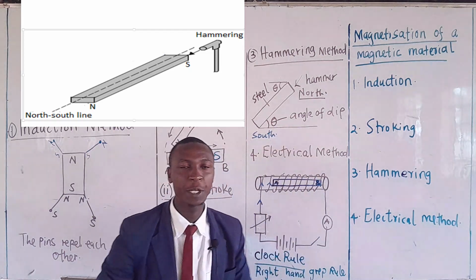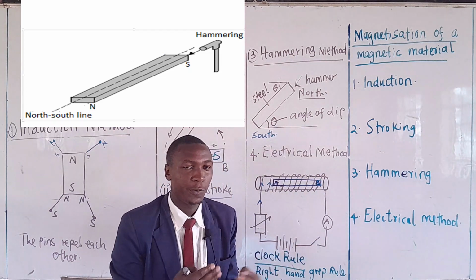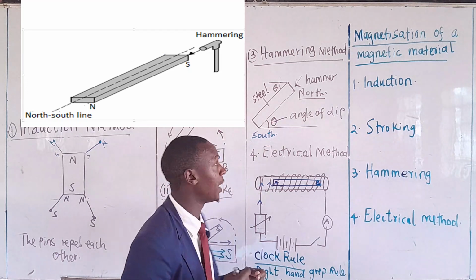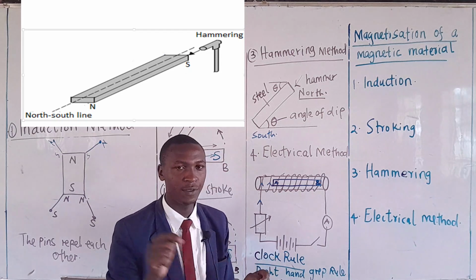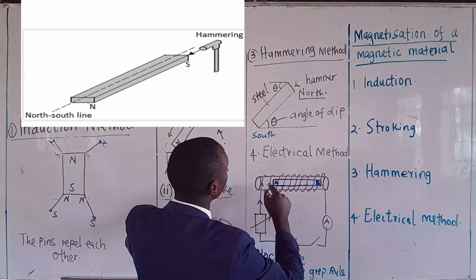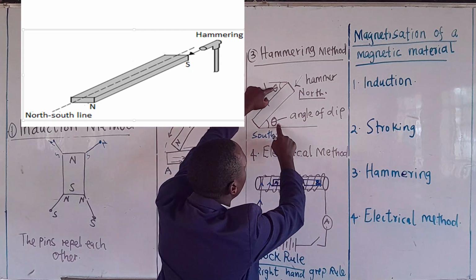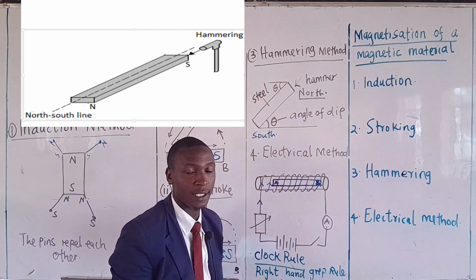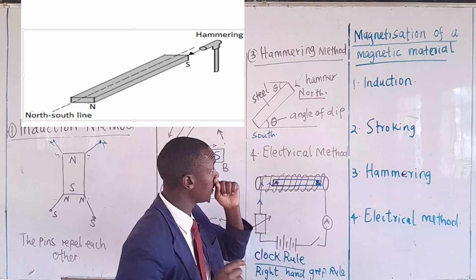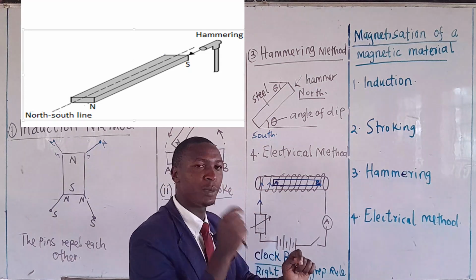The angle of dip depends on where your north and south are, which depends on the place where you are. Make sure the bar is facing north and south before you hammer. The moment you make sure that the angle of dip is the angle that you want, such that the magnet is facing north-south, you can hammer many times.